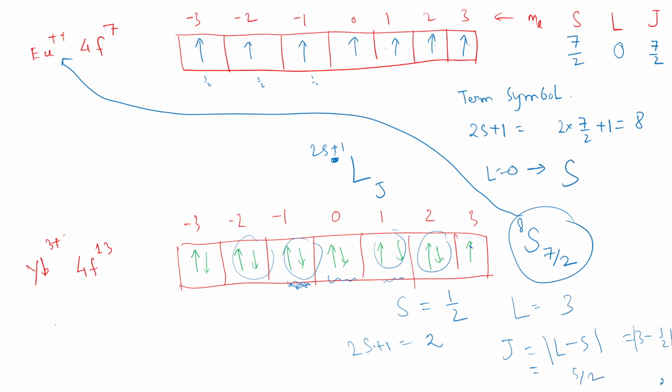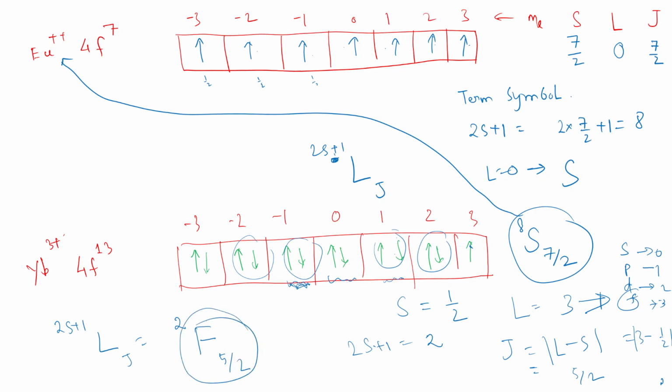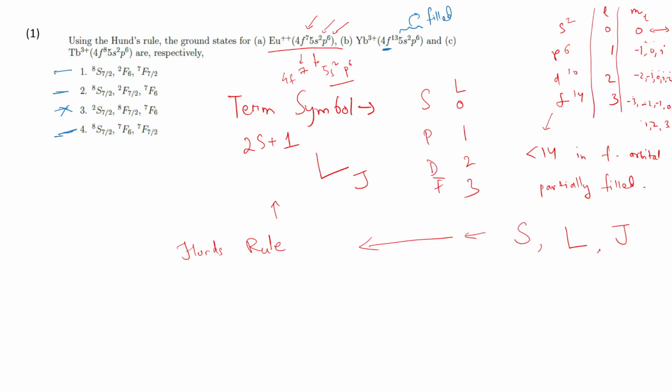So the term symbol is 2S plus 1, L, J. So 2S plus 1 is 2. L we got 3. What it means is, S P D F, so it is 0, 1, 2 and 3. So L equal to 3 corresponds to F. So this is 2F, and the value of J is 5 by 2. So this is the term symbol. So 2F 5 by 2 is the term symbol for this material. So let us look at the option where we have 2F 5 by 2.